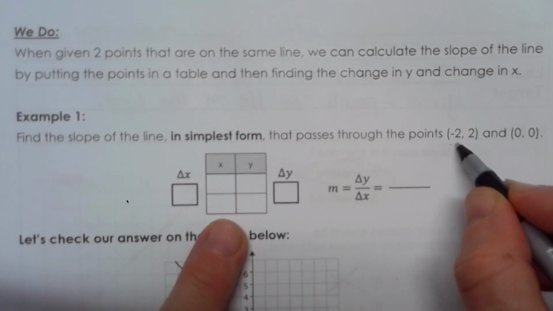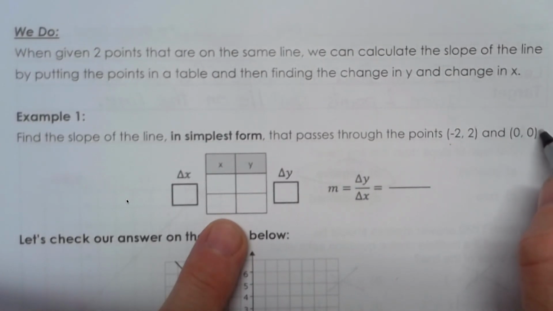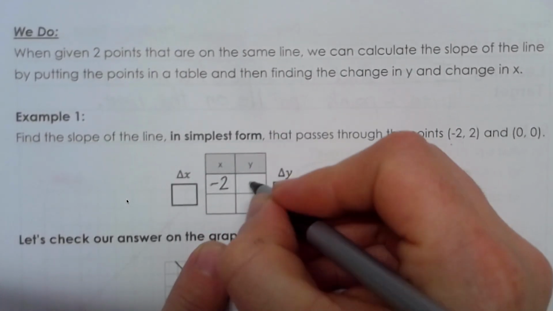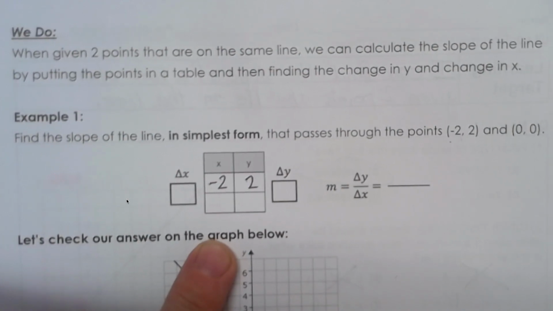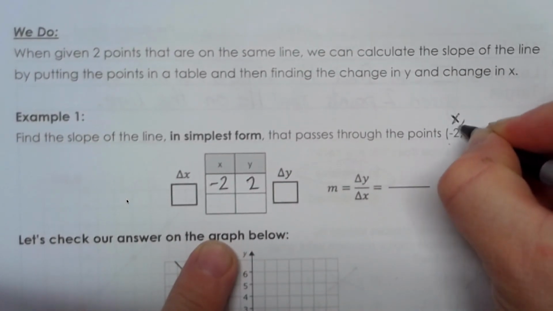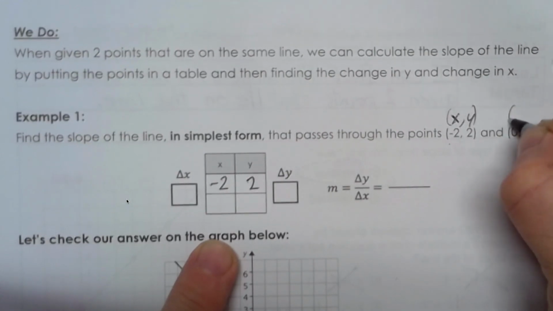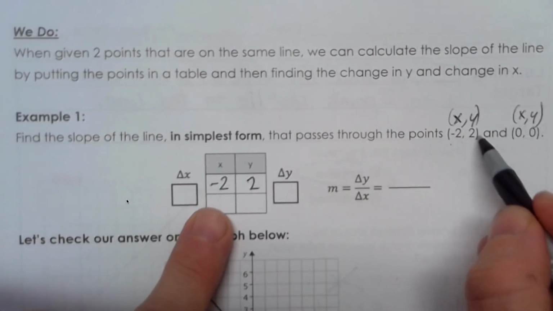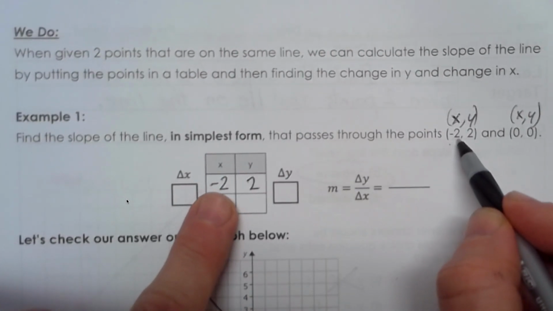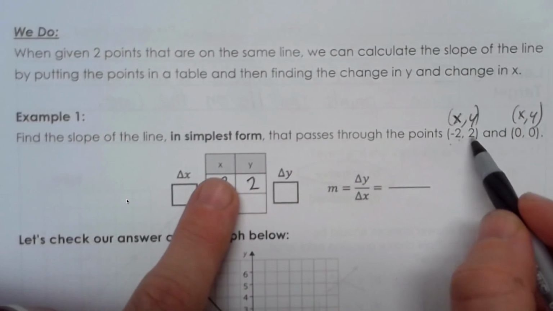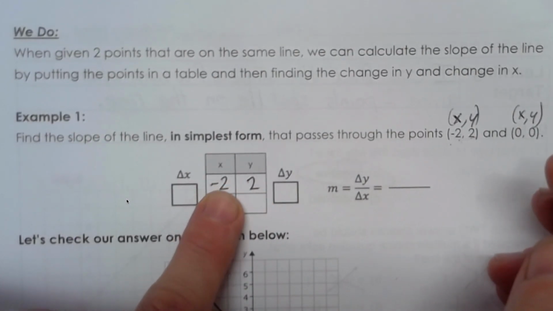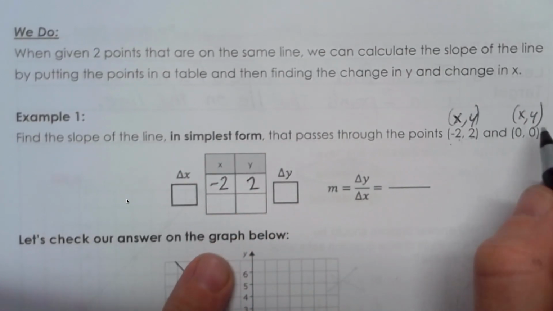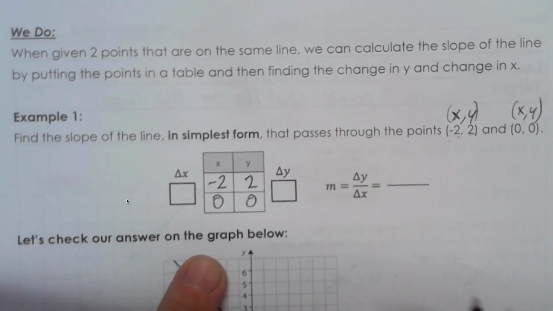When we have 2 points, 2 ordered pairs, (-2, 2) and (0, 0), I'm going to put them into a table. So (-2, 2) is my first point. Remember, each point has an x and a y. Every point has an x first and a y second. So -2 is the x coordinate, 2 is the y coordinate. That's why -2 goes underneath the x column, and 2 goes in the y column. And then the point (0, 0), the x and the y are both zeros.